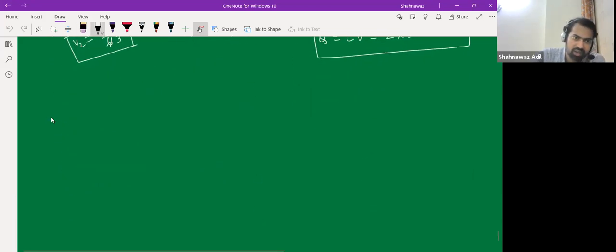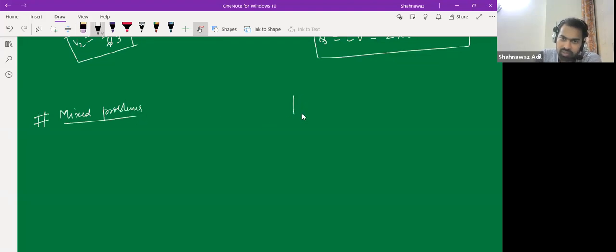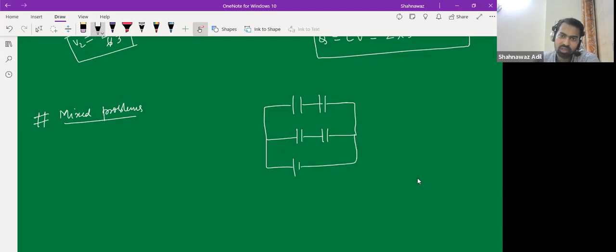Okay, so now we have some mixed problems. Right, so we have this kind of situation. This is this, and then this is this. And this is then connected to some voltage. Okay. So we have to find the effective capacitance at this point. So how can we do that?